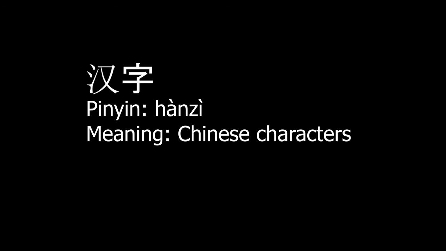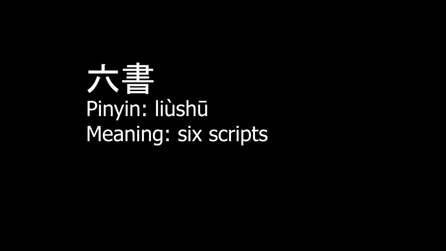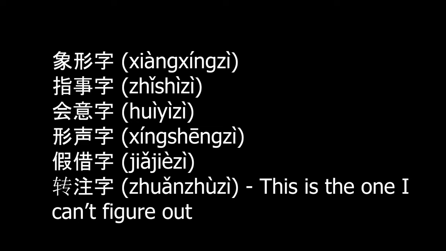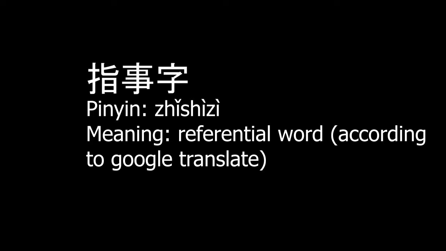Here, I am going to introduce a few different types of Chinese characters, or hanzi. I will be looking at a classification system called liu shu, or 6 writings. This classification method splits the characters into 6 categories. For this video, I will only be covering 5 of them, since I can't figure out what the 6th one is. First, we have xiang xing zi and zhi shi zi.